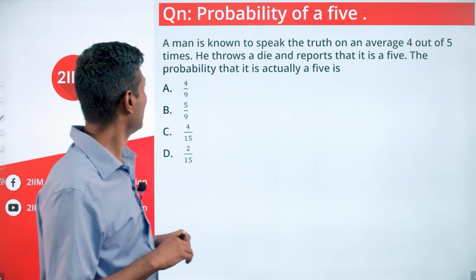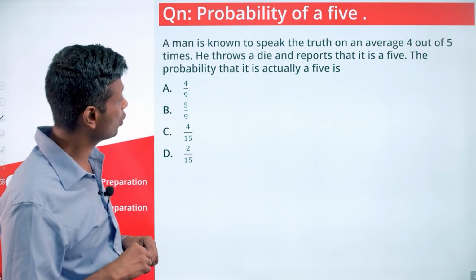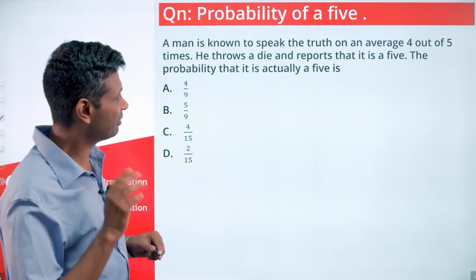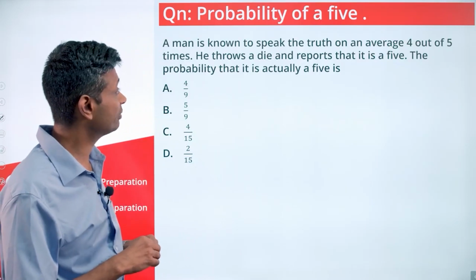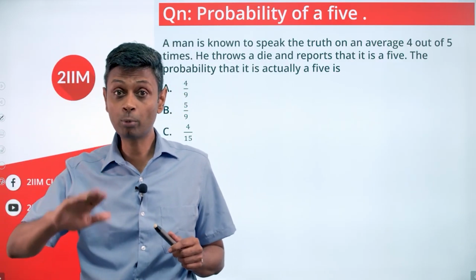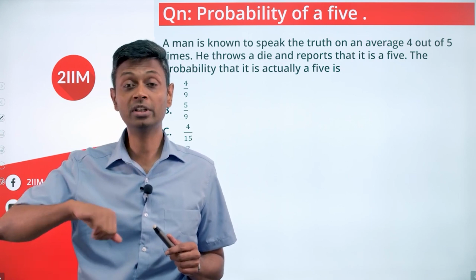And lovely. A man is known to speak the truth on an average 4 out of 5 times. Should be in politics. He throws a die and reports that it is a 5. The probability that it is actually a 5 is brilliant. This is a classic question where he has reported it as a 5 and you have to find the probability that it is a 5.